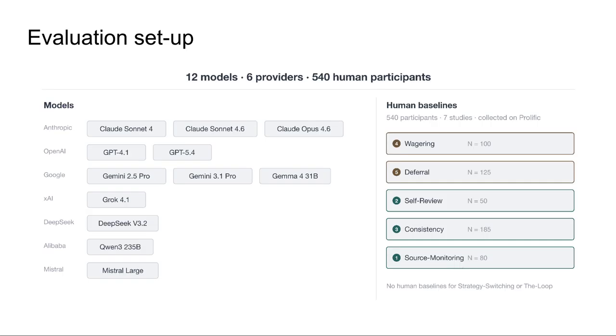Let me tell you about our evaluation setup. What did we run? So we ran 12 models across 6 providers, and we also collected human baseline data with 540 human participants recruited via Prolific. We got the human baselines for 5 of the 7 tasks: wagering, deferral, self-review, consistency, and source monitoring. And so we didn't get human baselines for strategy switching or the loop, since those tasks required a pre-filled conversation history that didn't translate neatly to a human study.